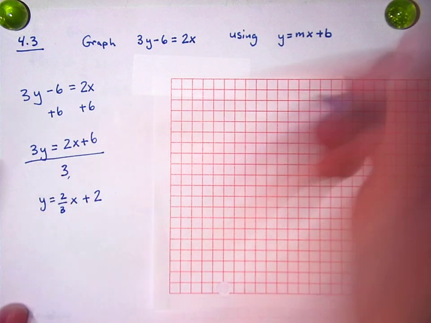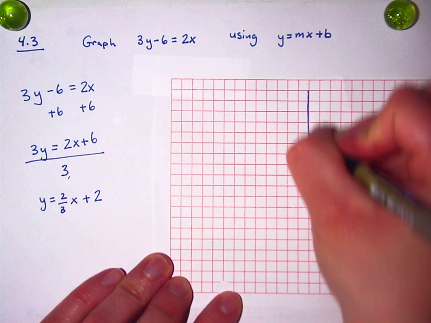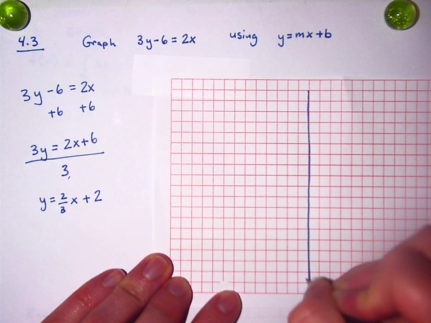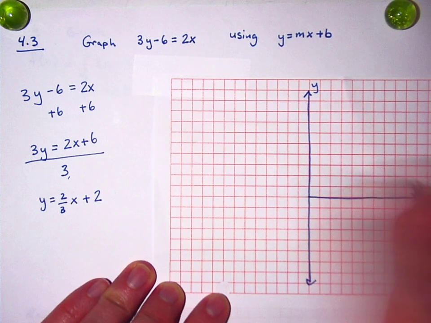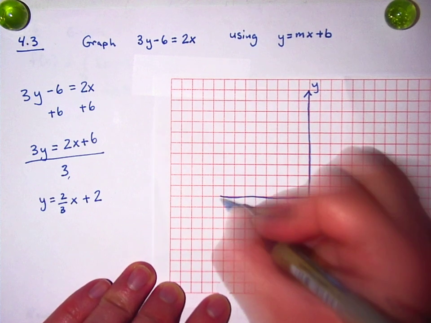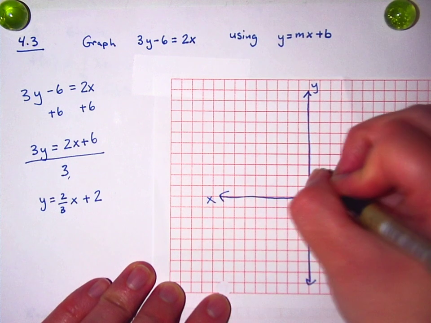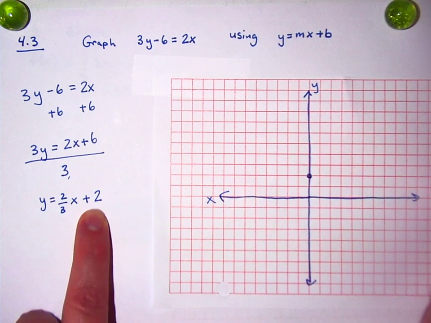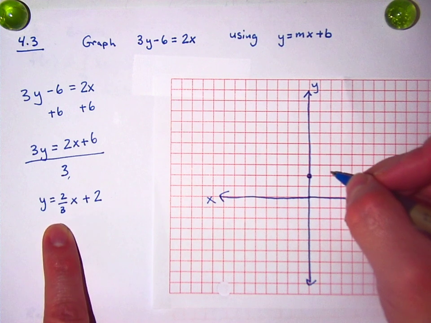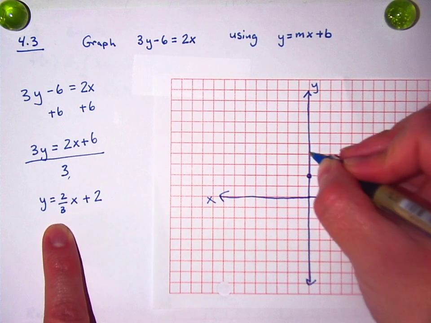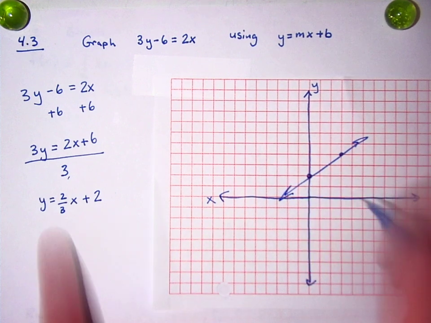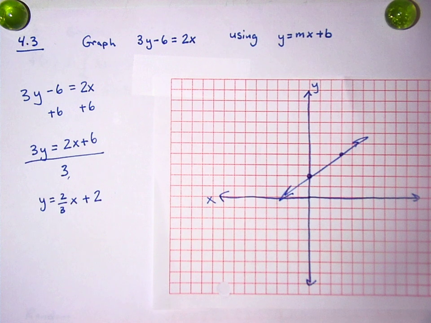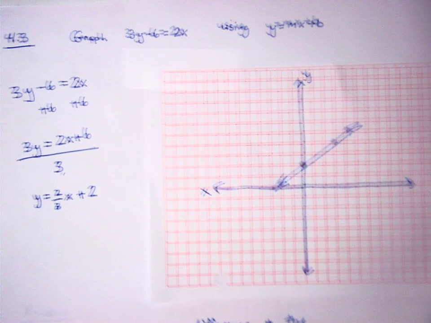Okay, so that's what the equation looks like. Now I'm going to graph it. Hopefully you can graph these by now, and if you can't, then this would be an excellent example to put on your note sheet. Alright, it starts at 2. That's the y-intercept. So you start at the y-intercept, and then you use rise over run to graph the slope. So that's up 2 over 3. Like that. Okay. That was 4.3.